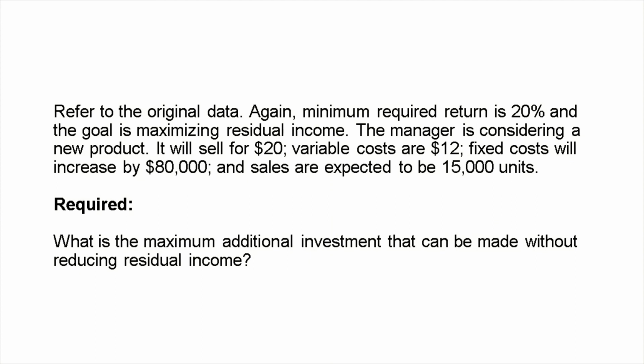In this problem, the division manager wants to maximize his residual income. He is considering to release a new product, which is to be sold at $20 per unit, with variable cost of $12 per unit. The product will increase the fixed cost of the division by $80,000. 15,000 units of the product are expected to be sold. We are required to compute for the maximum additional investment without reducing the residual income, considering the minimum required return of 20%.